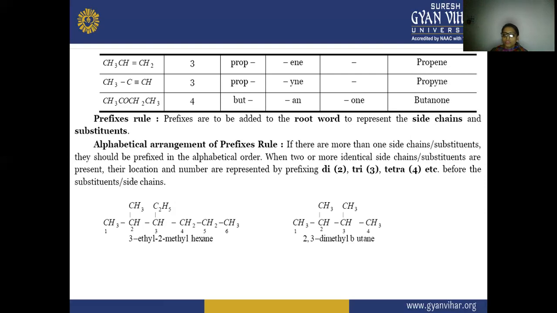Because 4 carbon atoms are there, the root word is but. We have used the root word but and ane, because the primary suffix is ane as all the bonds between the carbons are single bonds. So its name is butane. On the second and the third carbon atom, two methyl groups are present, and both are the same. That is why we are naming it 2,3-dimethylbutane.